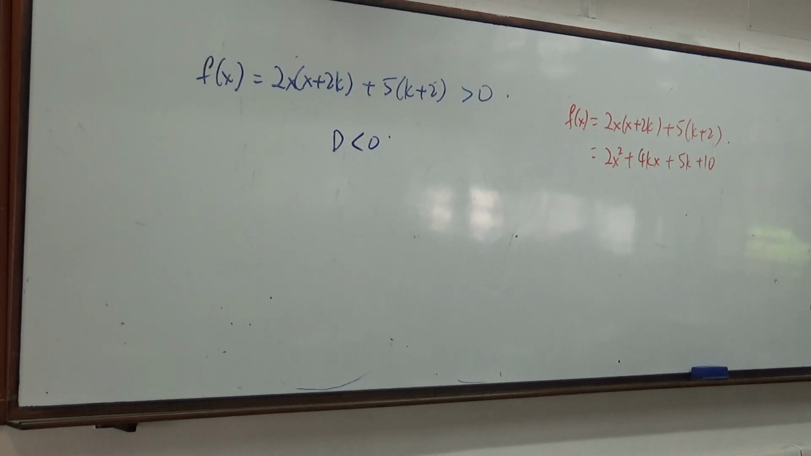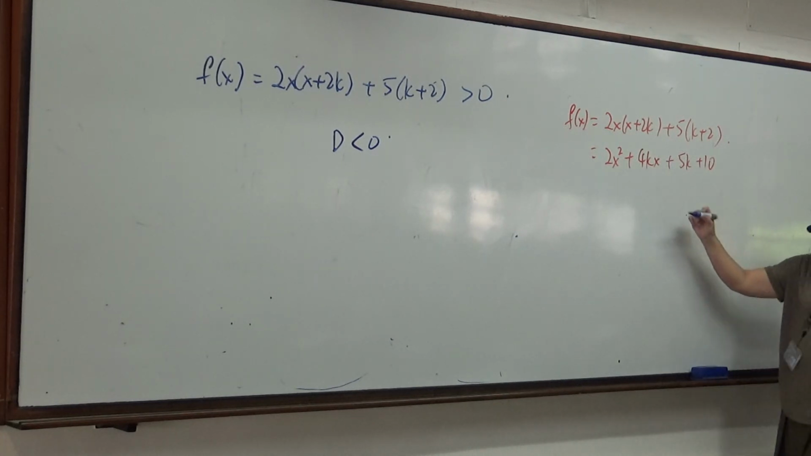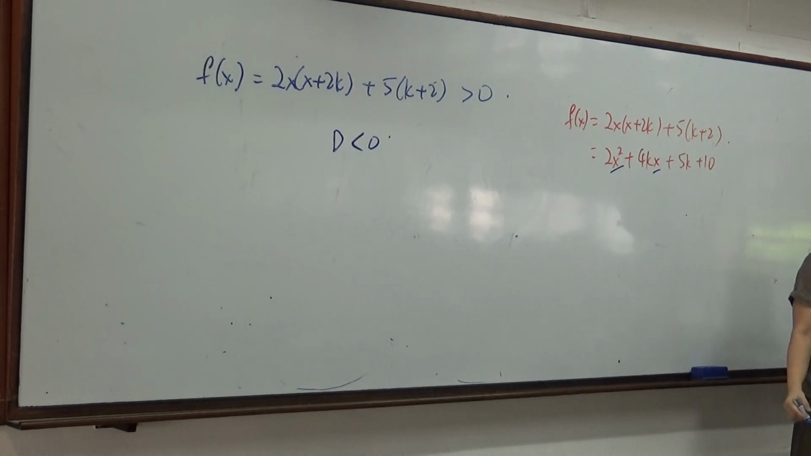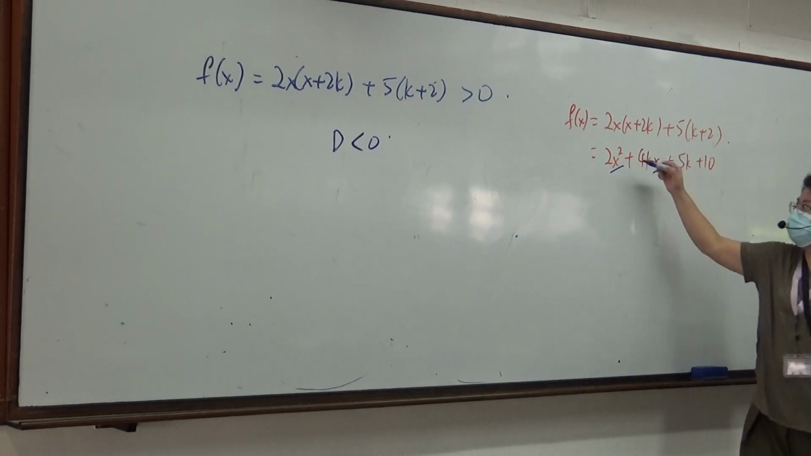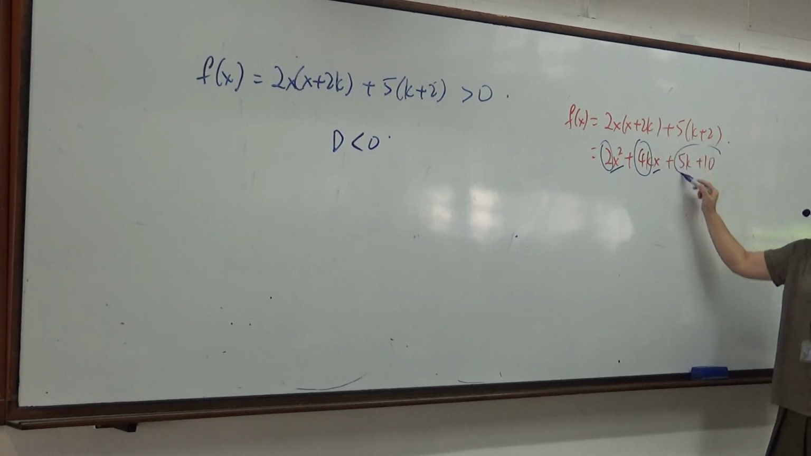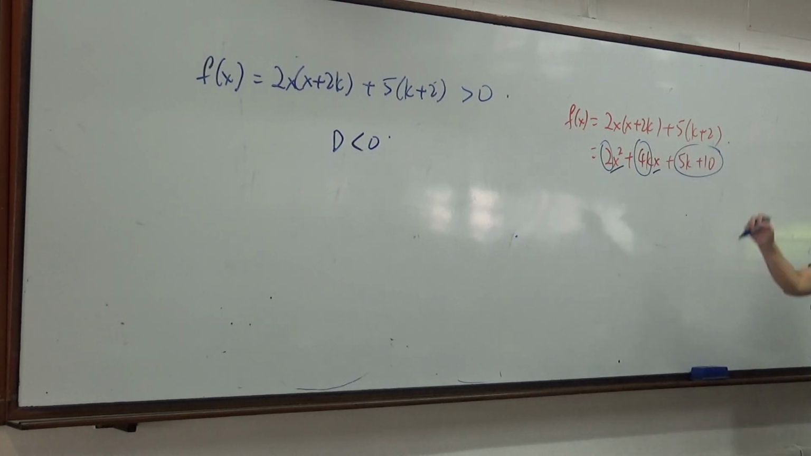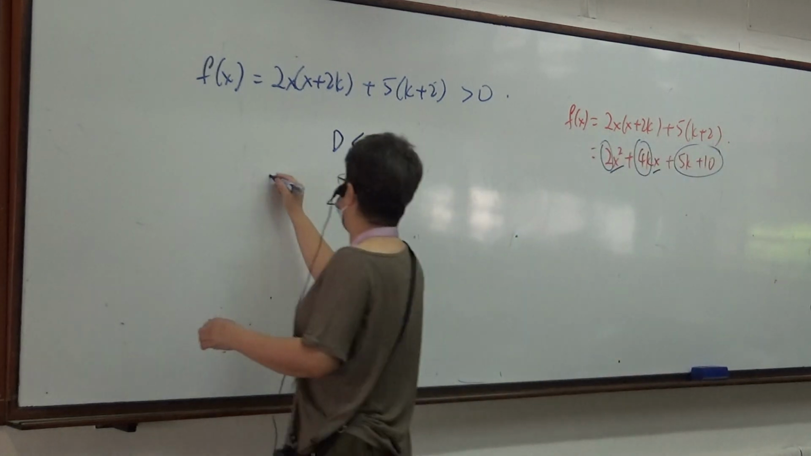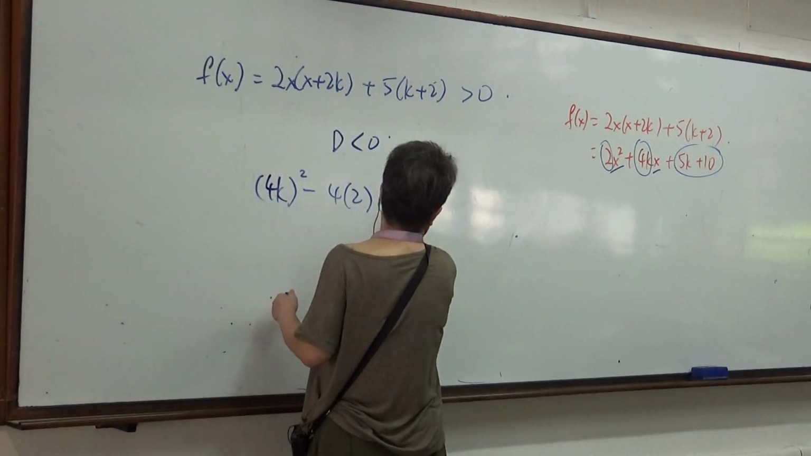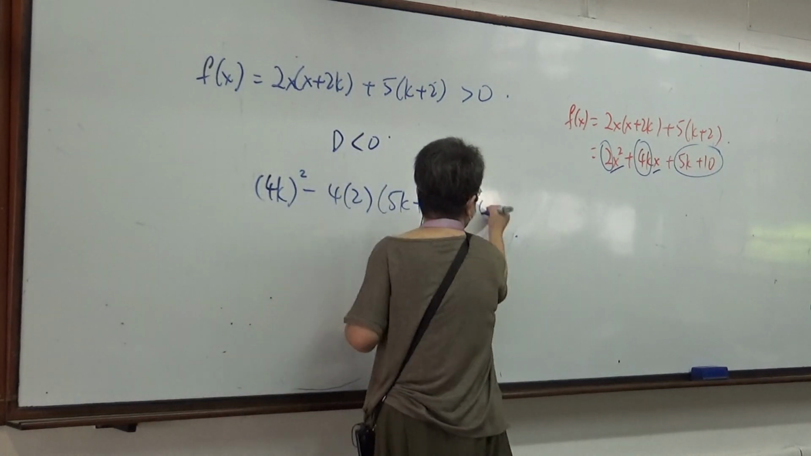Okay, I want all the roots to work. If I look at this, this is my x squared, this is my x squared. What is my A? 2. What is my B? 4k. What is my C? 5k plus 10. Can you see R1 is permanently less than 0? Correct. So I will have B squared, take away 4AC, less than 0, right?